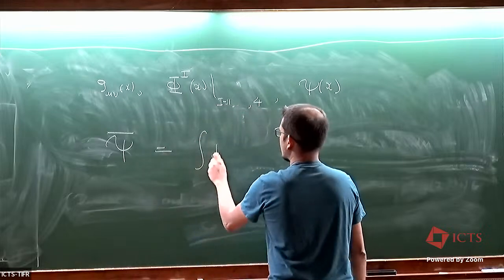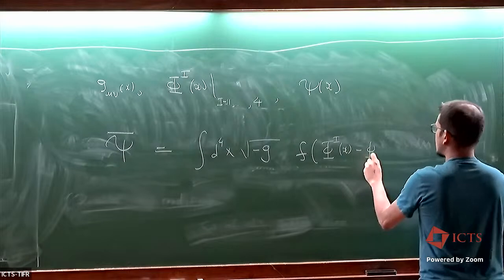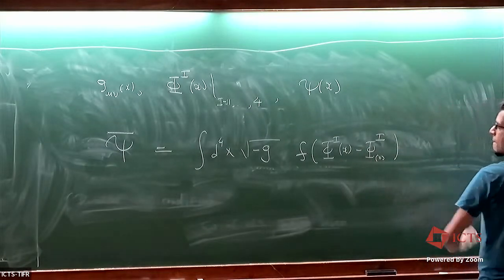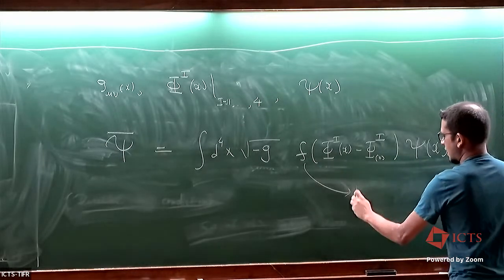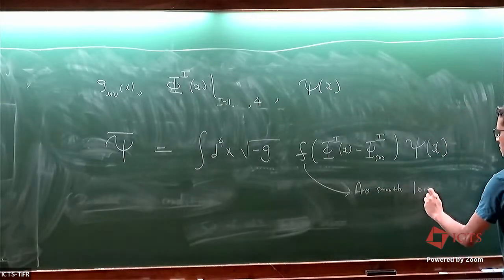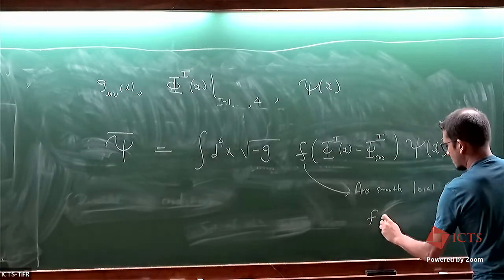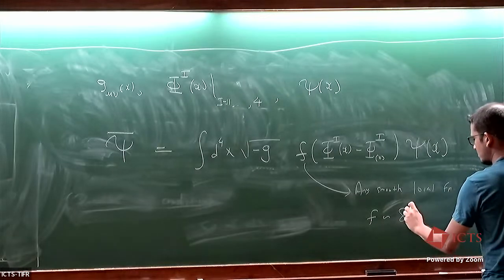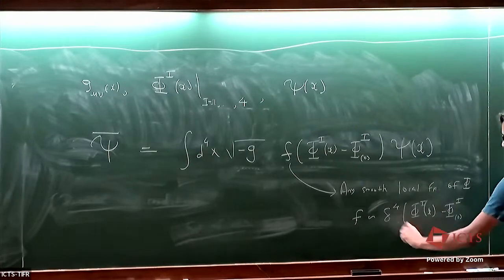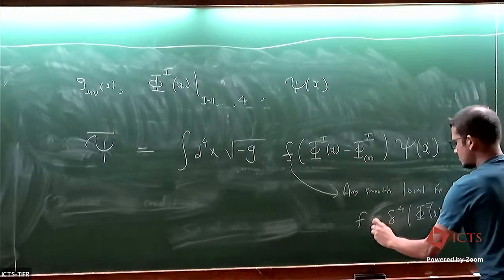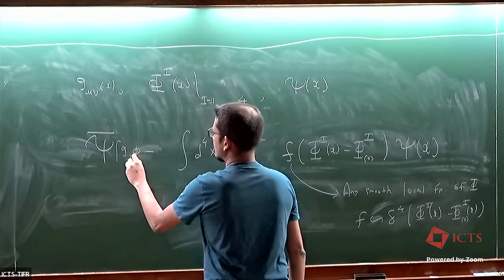functional, which is defined as where f is any smooth local function of phi, a functional of phi. So one good example to keep in mind for f would be the delta function. I mean this is too singular, but we have to smoothen it. So of course this is a very complicated functional of G, phi, f and psi.